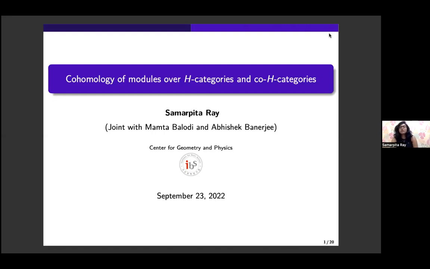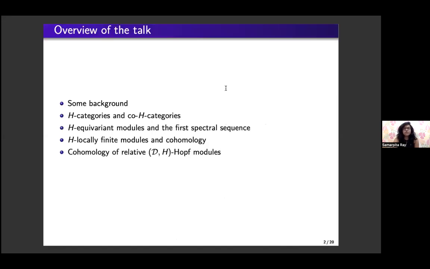Okay, so thank you for giving me the opportunity to present my work at this conference. I'm going to talk about cohomology of certain classes of modules over some Hopf categories and some Hopf co-module categories. I will start with some background. One of the most important tools that we use to compute these cohomologies is the Grothendieck spectral sequence. So I will start by recalling what a Grothendieck spectral sequence is.